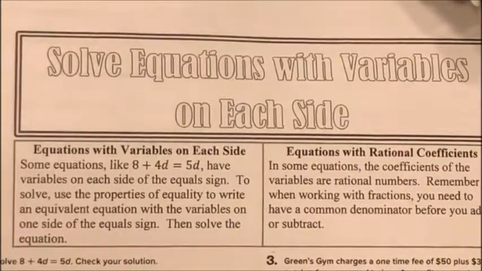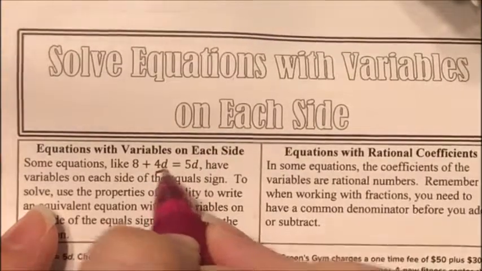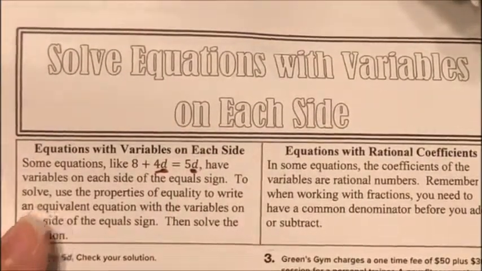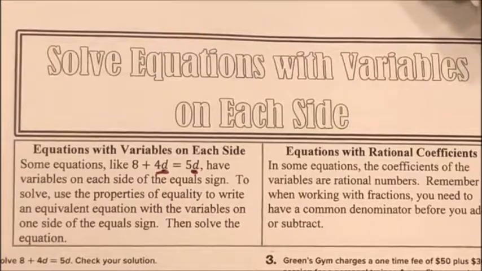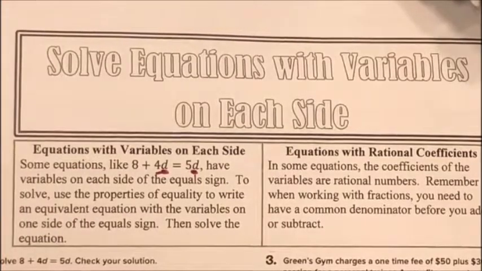Okay, so we can see that there are variables. I have d and d, right? They're on different sides of the equal sign. To solve, I use the properties of equality to write an equivalent equation with the variables on one side of the equal sign, then solve the equation. So basically my goal is to get all the variables on one side and then solve it like I would a normal equation. Okay?